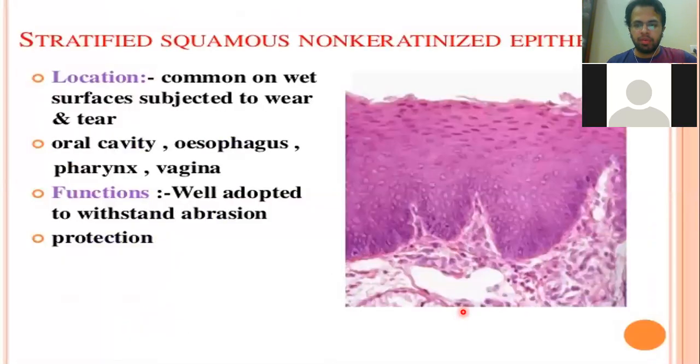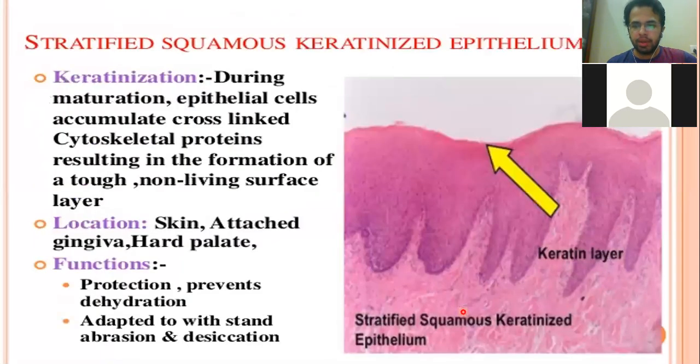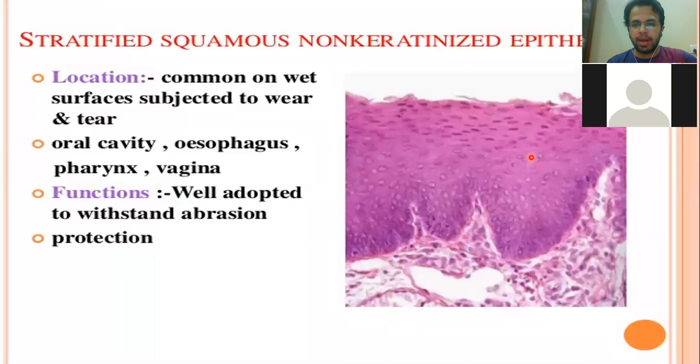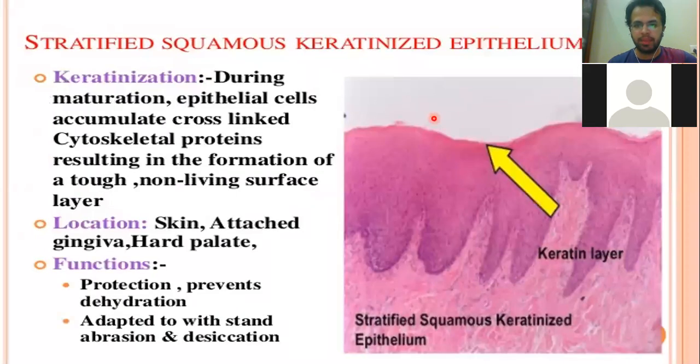If you move forward, you can see that these are the nuclei, right? This is the top layer, and these look like a squamous shape, and there is no other layer present above that. So we say that this is a multiple-layered, squamous-shaped epithelium. So this is a stratified squamous non-keratinized epithelium.